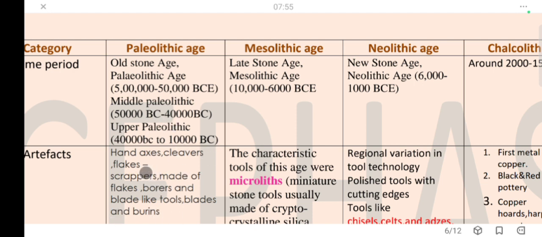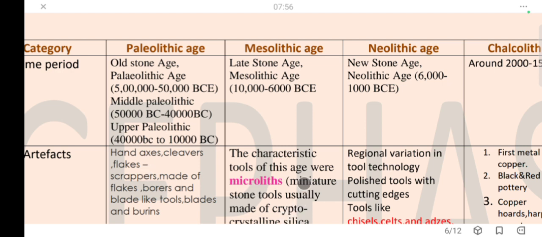These are very crude. They didn't know how to use them properly, but they knew what would happen if they used them. They didn't know that if you sharpen it, it would help more. They didn't know anything about it.